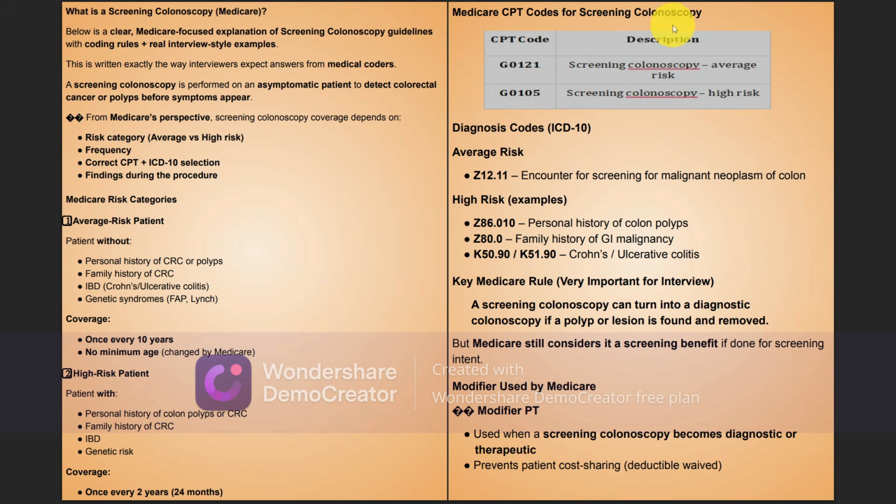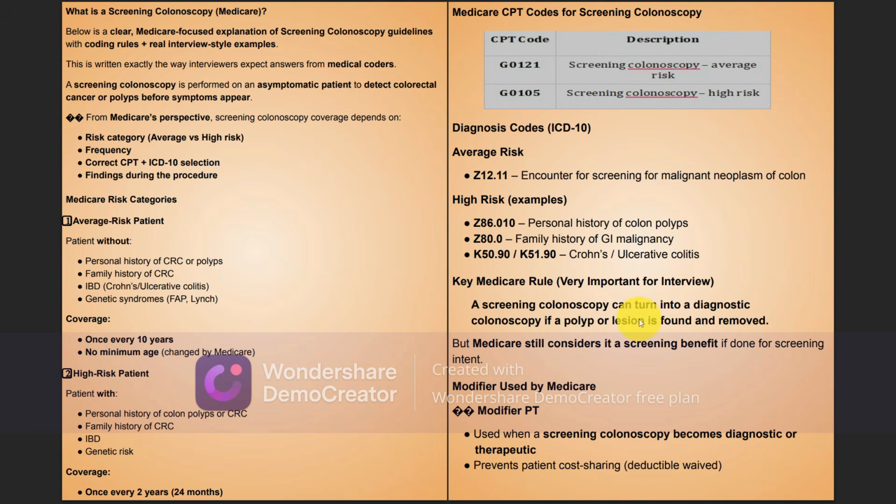Medicare CPT codes for screening: there are two codes. G0121 screening colonoscopy average risk, G0105 screening colonoscopy high risk. Diagnostic ICD codes: average risk Z12.11 encounter for screening for malignant neoplasm of colon. High risk examples: Z86.010 personal history of colon polyps, Z80.0 family history of GI malignancy, K50.90, K51.90 Crohn's or ulcerative colitis. Key Medicare rules, very important for the interview.